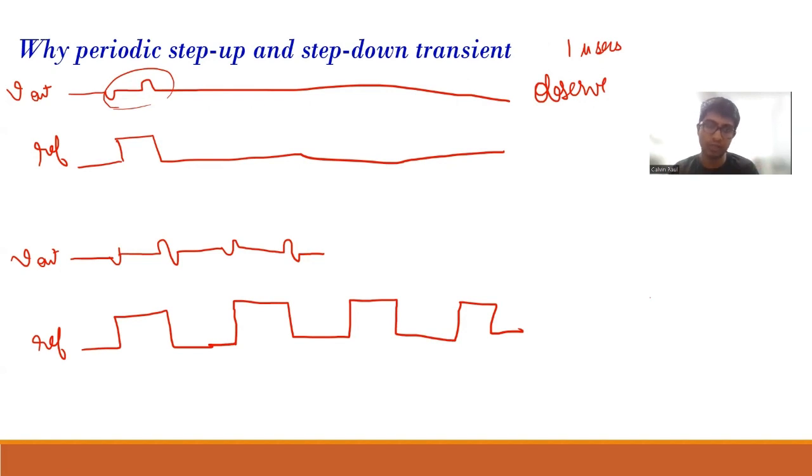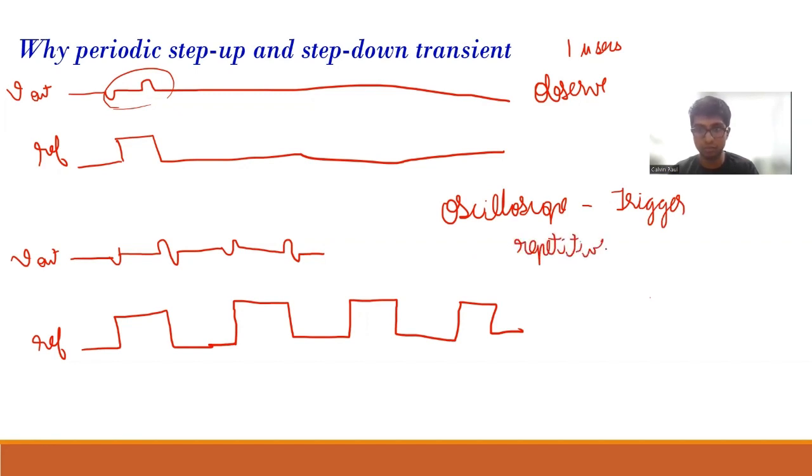So what we do, we give a periodic reference command. When there's a periodic reference command, this signal also will be periodic. Here it is not shown in a diagram, but it will be periodic. So when it is periodic, what will happen in the oscilloscope? There is something known as a trigger function. And what it will do is this repetitive or periodic waveform, it will hold it and display it as a stationary waveform.